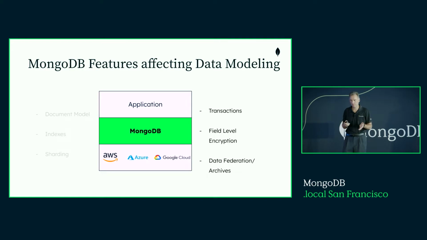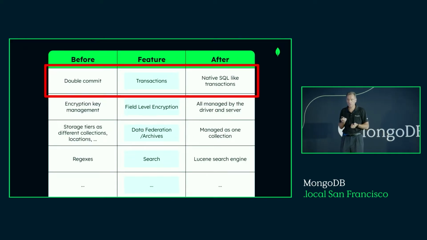archives, et cetera. What's interesting is that when I joined, a lot of these features were not there. And if, for example, you had to do a transaction, you would use a double commit for it. Now we do have transactions even for sharded clusters, and it's exactly the same syntax as what you maybe use for a relational database.